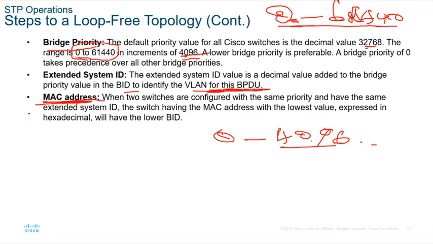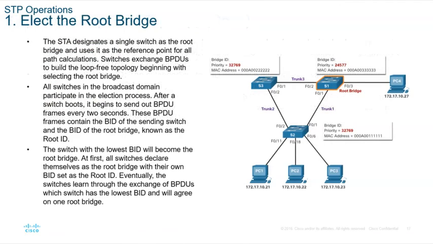MAC addresses are unique. Actually, the two are the same here. Actually, all the switches, just go home and try it out and see, they're the same: VLAN 1, priority 32,000, but the MAC address is different. So here we are, elect root bridge.